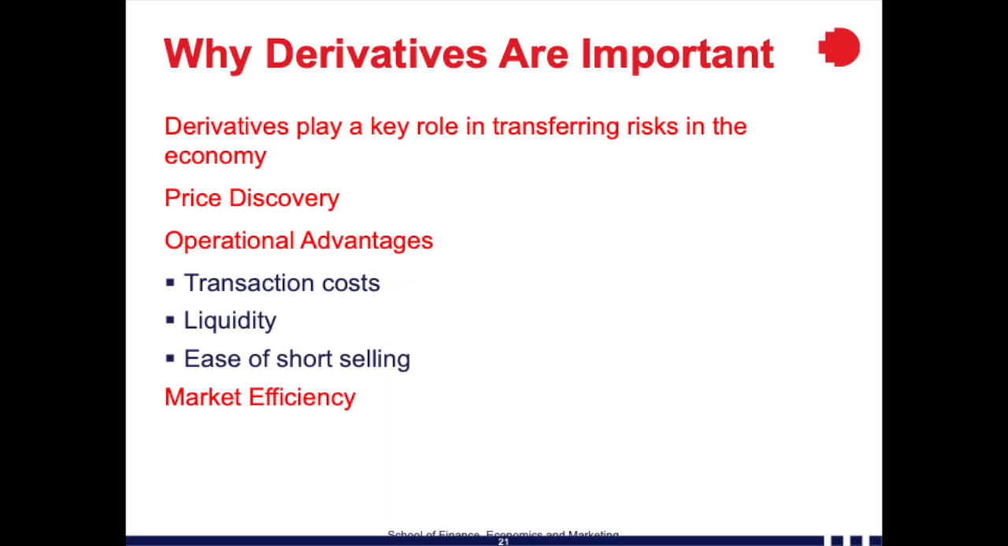So they don't need to assume any uncomfortable level of risk. Okay, now we talk about price discovery. When you buy a futures contract, you set the price today, right? And the price you set today will reflect your expectation about the future price of the underlying asset. Is that correct?